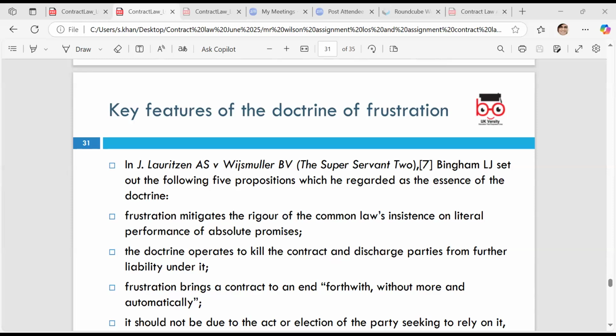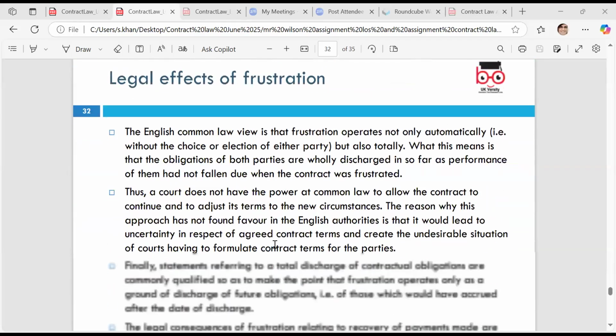It should not have been reasonably anticipated by the parties. Also, the radical change in circumstances. It could be the impossibility of performance, automatic discharge, limited application. So these are elements of the doctrine, the key features of frustration.